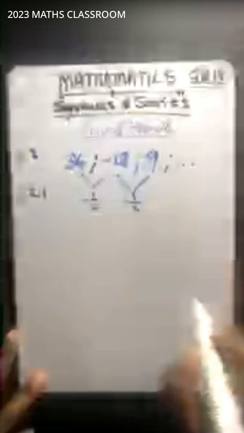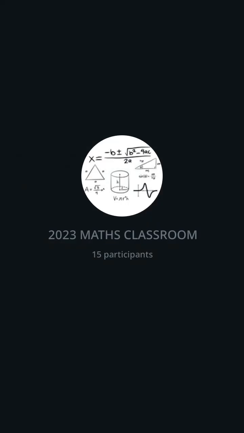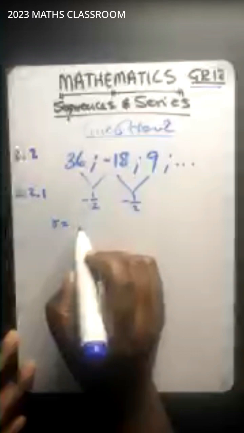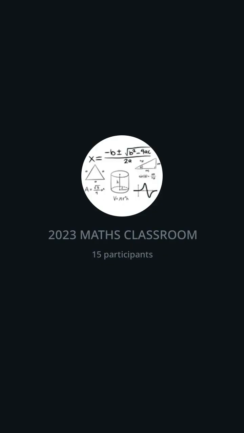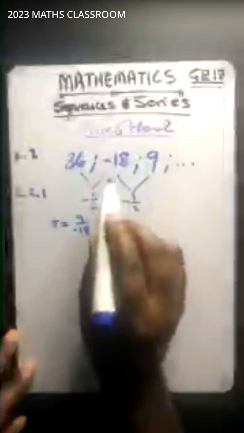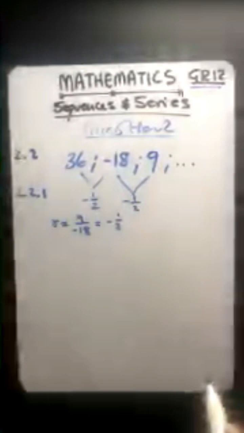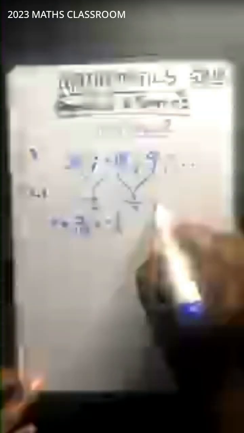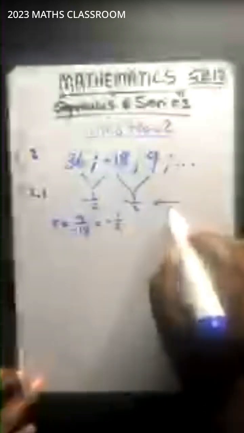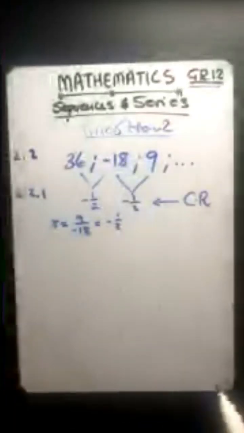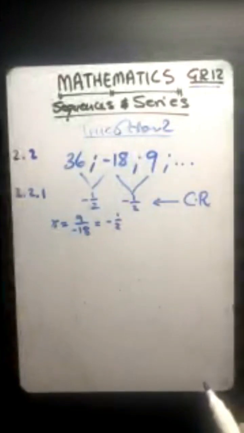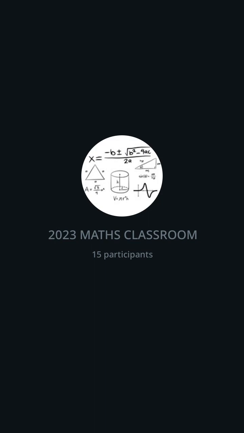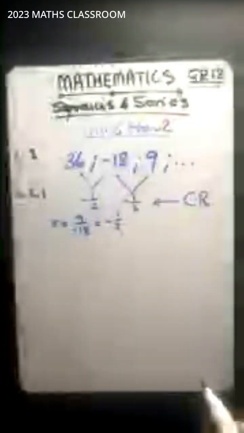That means in answering the question, you're just going to say R equals, you can either say 9 divided by negative 18 or that divided by that, and you end up having negative 1 over 2. So that is how you calculate R being the ratio, CR being common ratio. So quickly, let's move on to the next question, which says calculate N if Tn is equal to that.